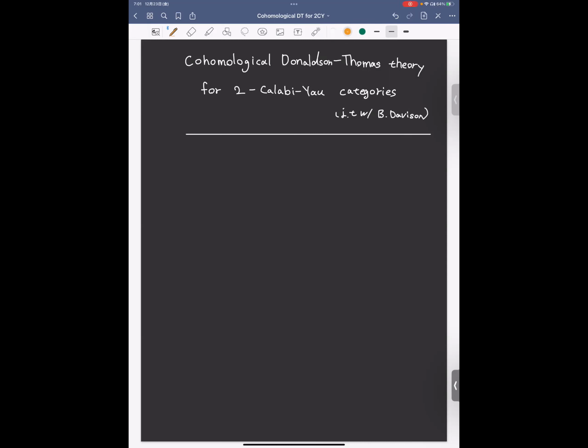And the title is homological Donaldson-Thomas theory for two Calabi-Yau categories, but I want to change this a little bit. In today's talk, to simplify the exposition, I only consider the category coming from algebraic geometry. That is, we only work with the derived category of coherent sheaves on the two Calabi-Yau surfaces. Okay, so let's start. In today's talk, we always work over the complex number field.